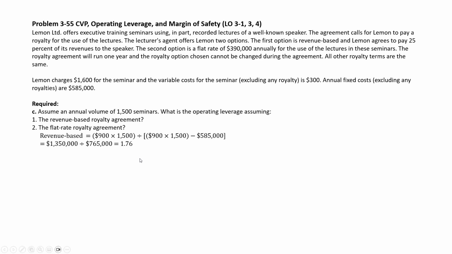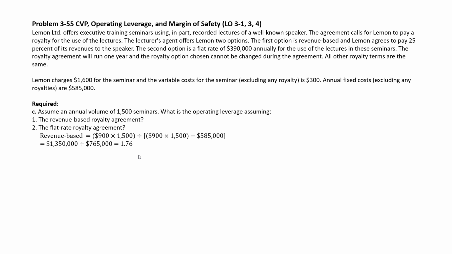I want you to think about before you do the calculation, would you expect the flat rate royalty agreement to have a higher operating leverage or lower? Think about that for a second. I'd expect it, without even doing the calculations, to have a higher operating leverage. The reason why is the flat rate has a higher component of fixed costs. Fixed costs don't change when the activity level changes.